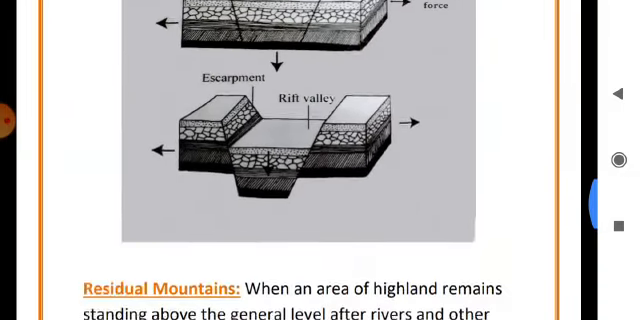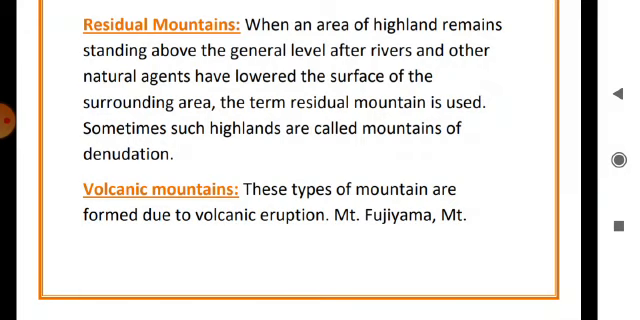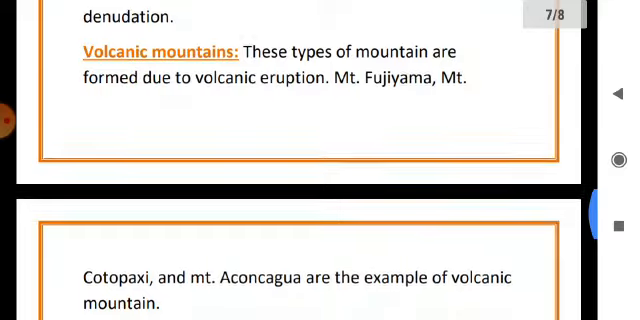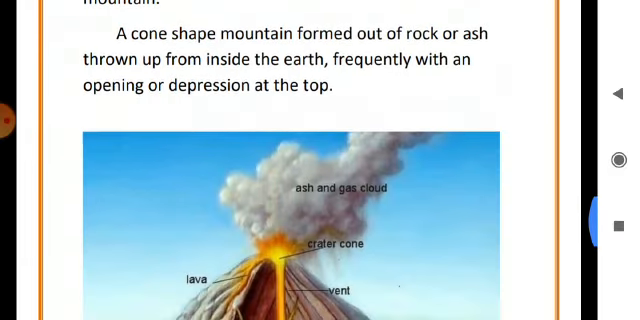Residual mountains. Residual mountains are those mountains which have been eroded by natural agents like wind, rain, running water, etc. But the hard rocks that are left behind are called residual mountains. For example, Aravallis in India. Volcanic mountains. These types of mountains are formed due to volcanic eruption. For example, Mount Fujiyama, Mount Cotopaxi, etc.